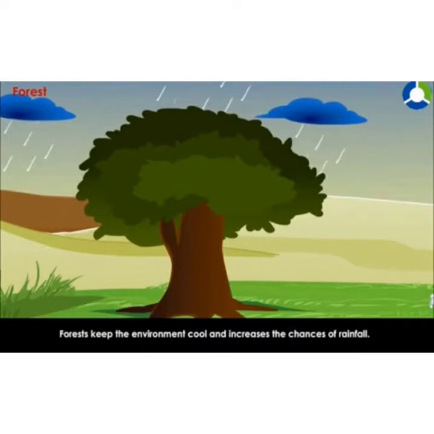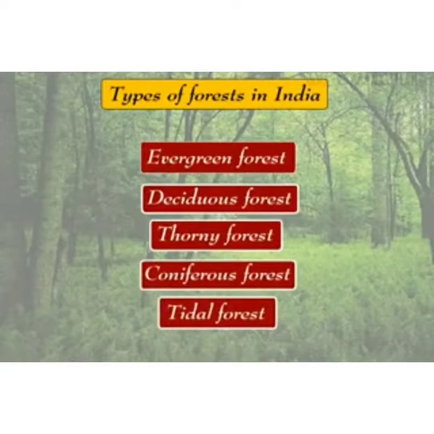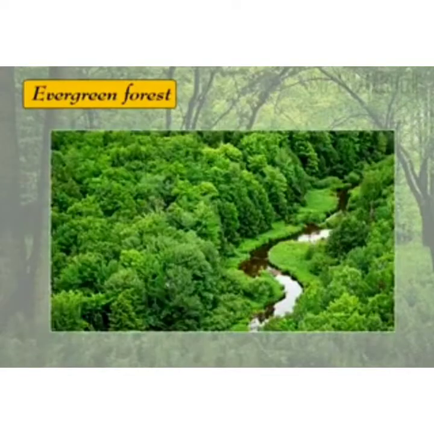The forests in India can be divided into five major groups: evergreen forests, deciduous forests, thorn forests, coniferous forests, and tidal forests. So, children, let's learn about these forests one by one.